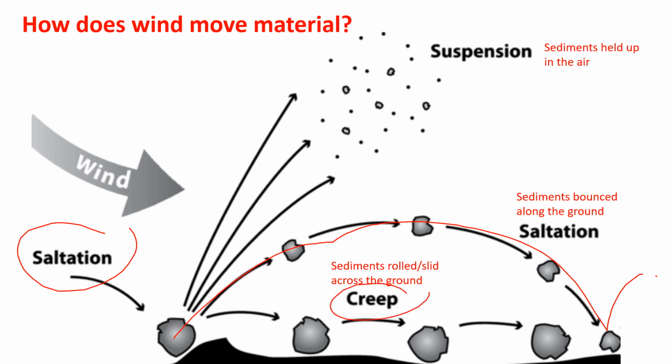Creep, however, is the one where it's a little bit different. This is like traction in the water, but creep with the wind is when the particle is so big it can't get up into the air and it kind of rolls or slides across the ground.